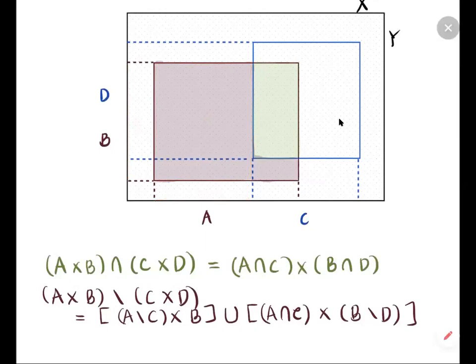The second region would be A intersection C, this line segment, and then B minus D, I should say this segment. This is B minus D. And this is A intersection C. So the corresponding rectangle would be this part.